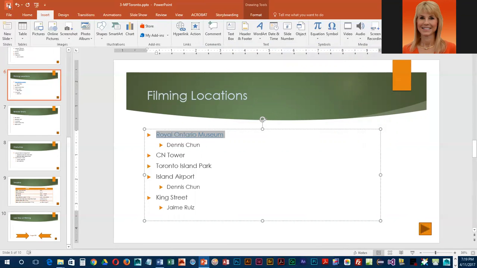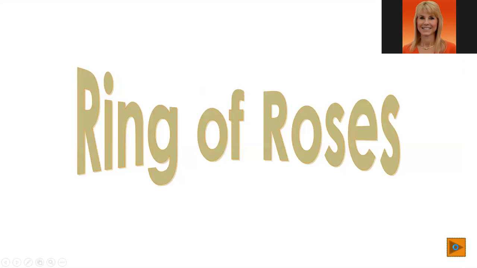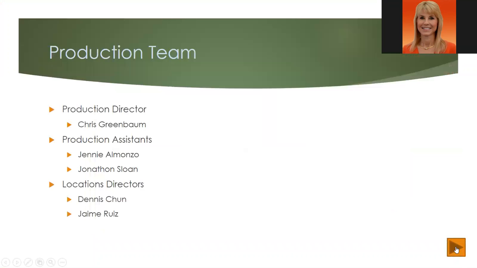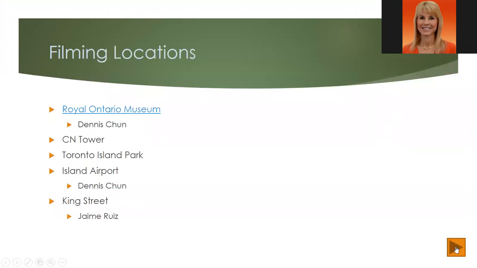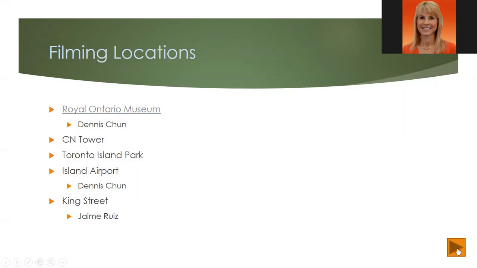We are going to run the show starting with our first slide. I'm going to click on my button, and that should take me to the next slide. Then I'm going to click on Royal Ontario Museum. Assuming you're connected to the internet, you should see the website. I'm going to close that and click on Next.